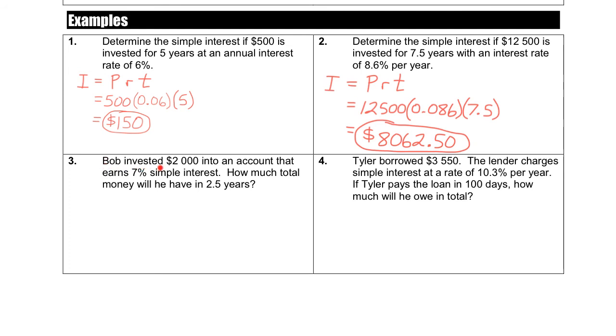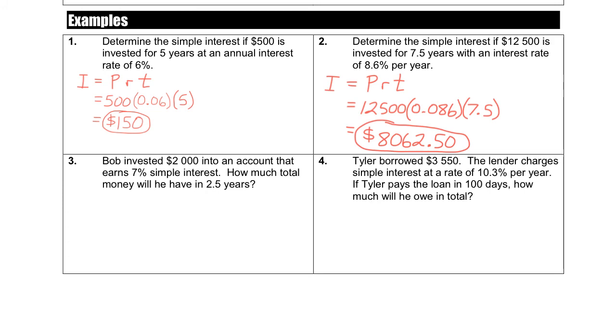Next one, Bob invested $2,000 into an account that earns 7% simple interest. How much total money will he have in 2.5 years? Notice it's not asking how much interest he will get after 2.5 years. It's how much total money will he have? So the total amount of money, that's A. We're solving for A. Now remember, A is P plus I, so we still need to find the interest, but we just don't want to stop with that.